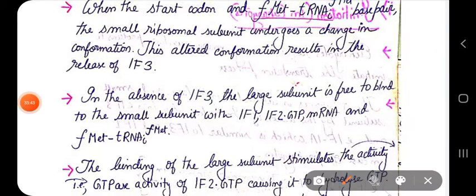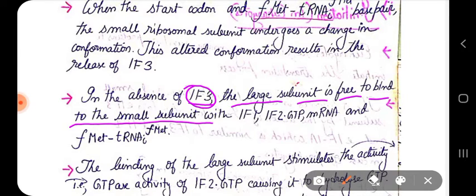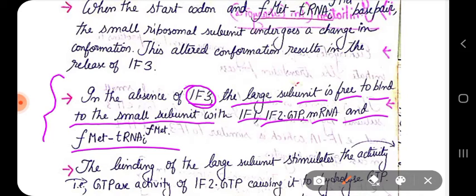So in the absence of IF3, the large ribosomal subunit is free to bind to the small subunit, along with IF1, IF2, mRNA, and your initiator tRNA. So in the absence of IF3, the large ribosomal subunit binds with the small ribosomal subunit, and now the small ribosomal subunit has IF1, IF2 attached with GTP, and mRNA with initiator tRNA.